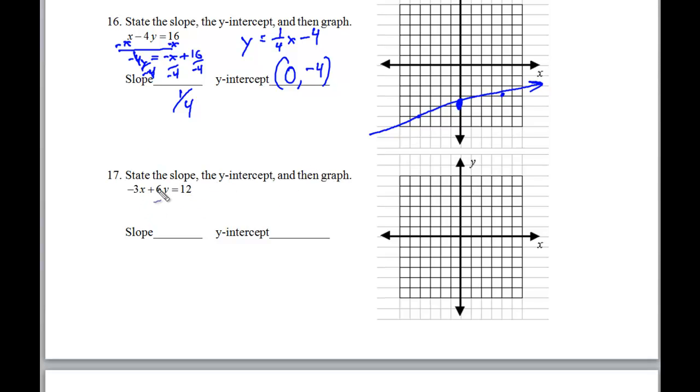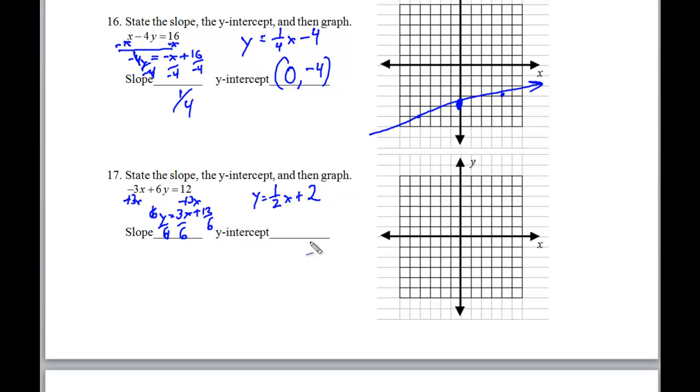Just like the problem above it, we're going to move the 3x to the other side by adding. So we're going to add the 3x, and we get 6y is equal to 3x plus 12. Divide everything by 6, so everything gets divided by 6. Since it's a monomial, I write it that way. 6 simplifies, y is equal to 3/6, which is 1/2 x plus 2.